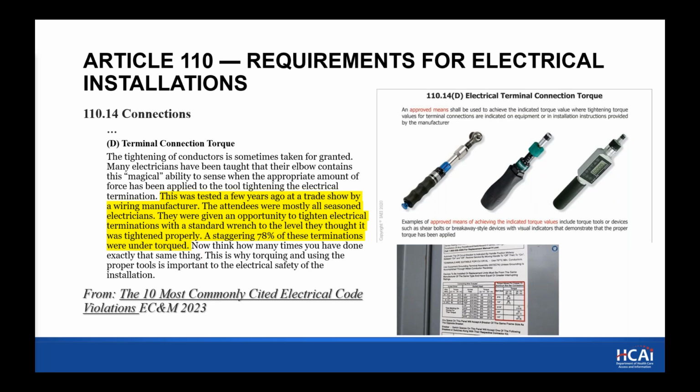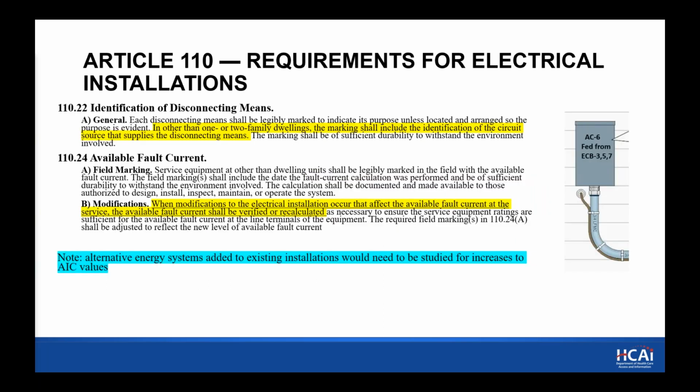So what does that mean for us? Obviously, when people look at torquing, they think about the big conductors, the big lugs, but the requirement is for branch circuit wiring for receptacles. And so I think the best way to accomplish that is to make sure that there is a recently calibrated torque tool on site and that a procedure is in place to properly torque terminations.